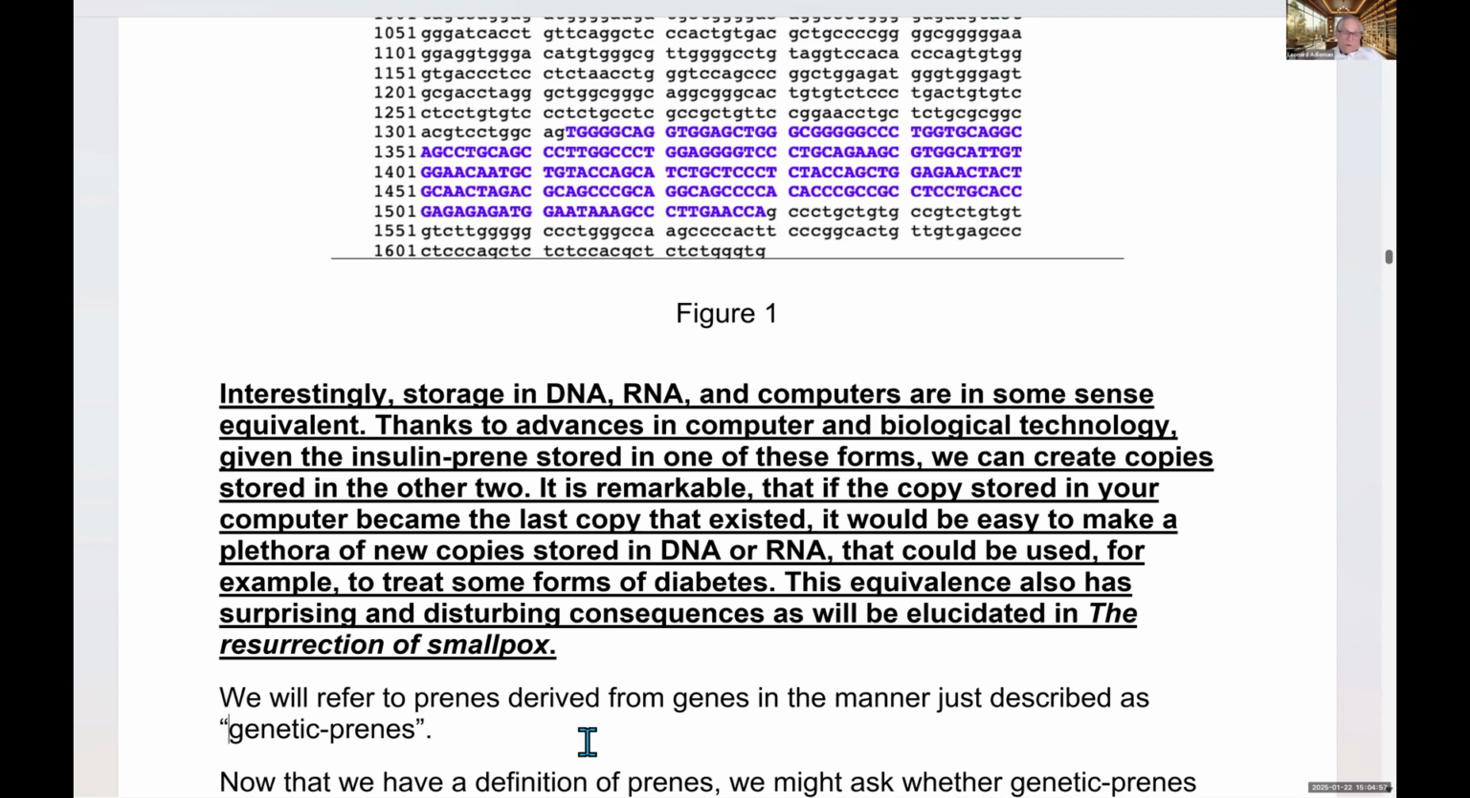All of the things we call genes, or more generally, all of the sequences, As, Ts, Cs, and Gs, become genetic preens in this course. Okay. Now that we have a definition of preens. Yes.